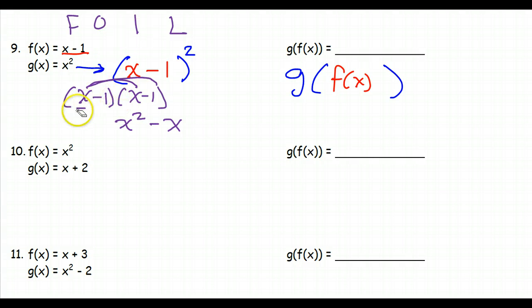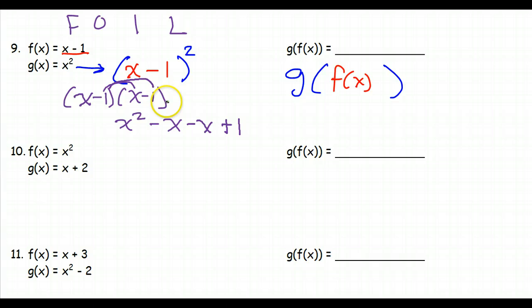Now imagine that, forget about the x because I've already dealt with that. But now I'm going to go back and also distribute the negative 1. So negative 1 times x is negative x. And then negative 1 times negative 1 is positive 1. That is how you multiply a binomial times a binomial.